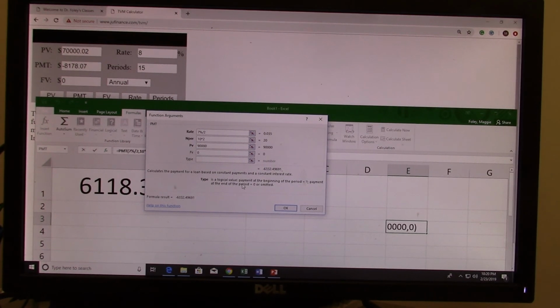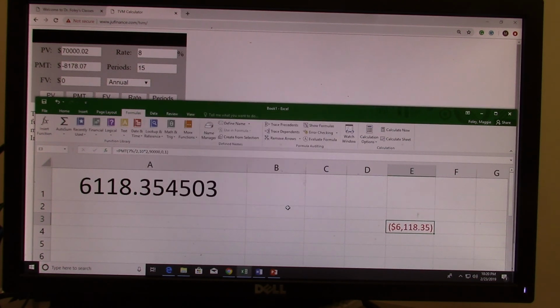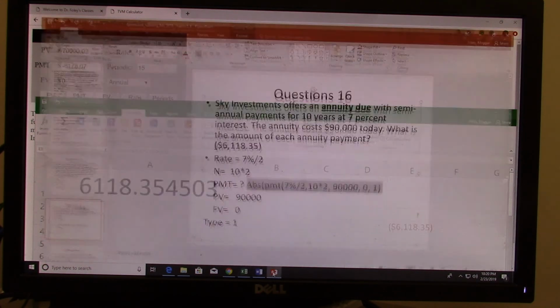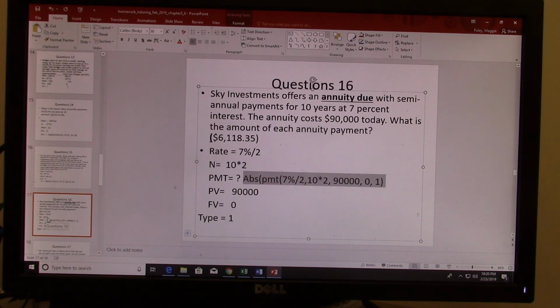Read the definition. Type is a logical value: payment at the beginning of the period equals 1, payment at the end of the period equals 0 or omitted. So in this case, we should put 1 because the person receives the payment at the beginning of each semi-annual period. So you see, it's the same answer, just the sign is negative. So this is question number 16.